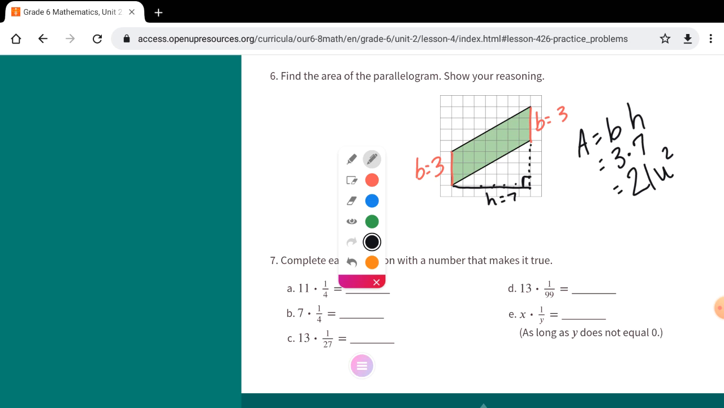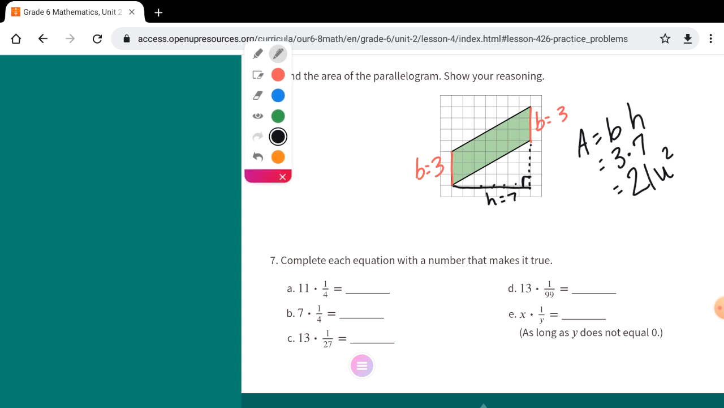Okay, 7A. What'd you get, Dawson? So I got 11/4, 2 and 3/4. Both of them are okay. 7 times 1/4, Meyer. 7/4, or that would be 1 and 3/4.